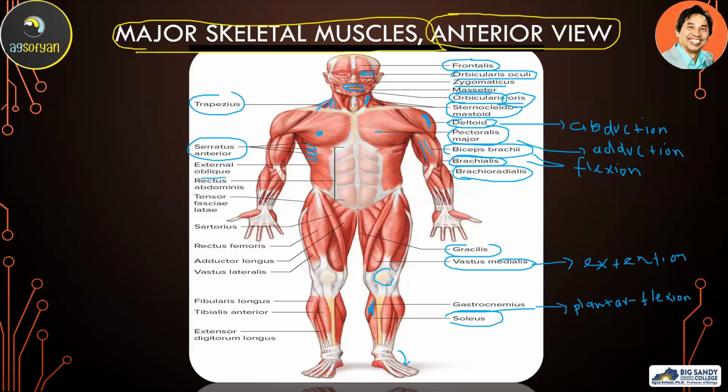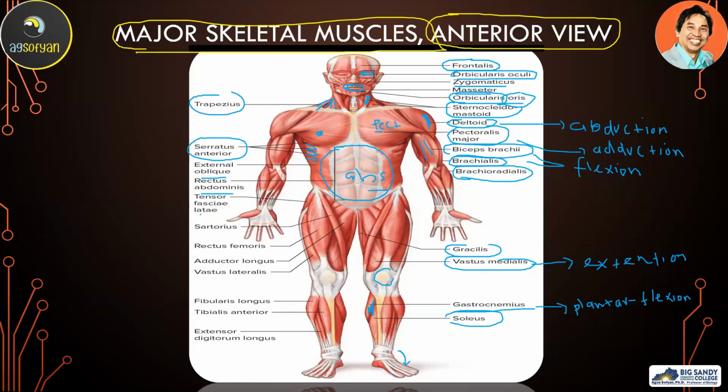External oblique, rectus abdominis. This is the muscle of our abdomen. It's helping us, for example, when we perform sit-ups, it will be using these abs muscles. This is the ab muscles. This is the pec muscle. Okay.